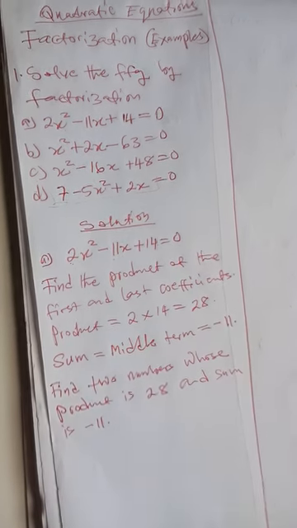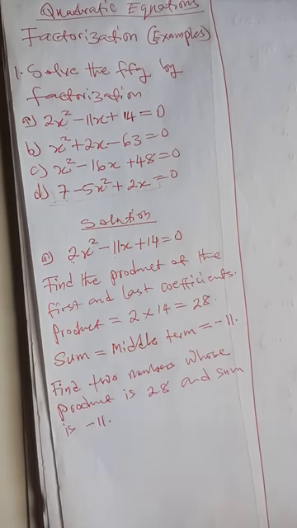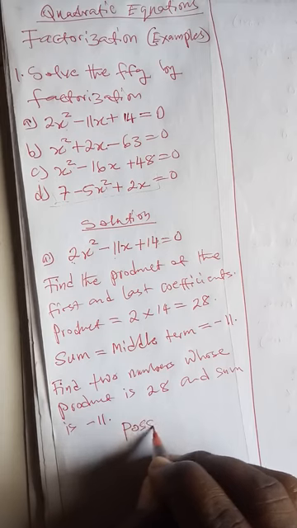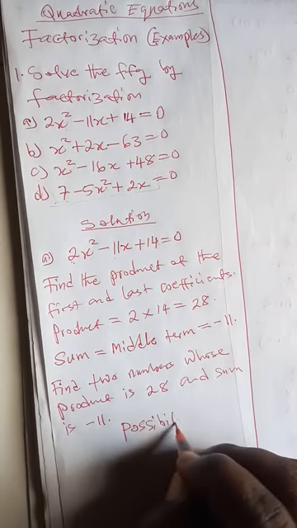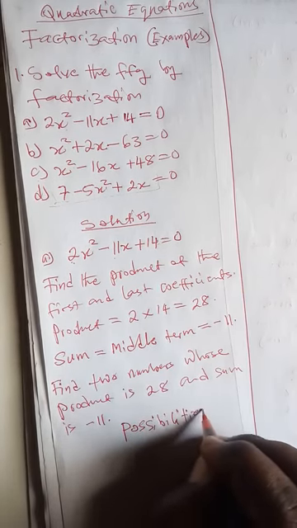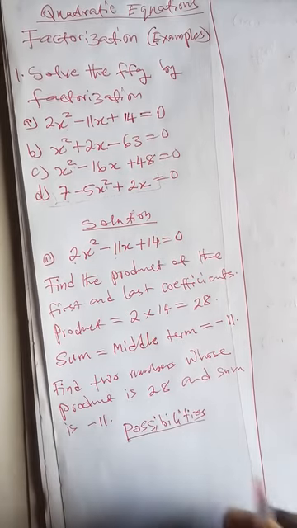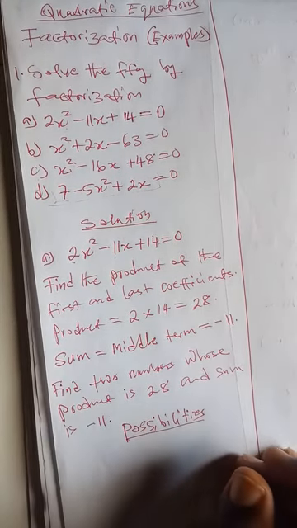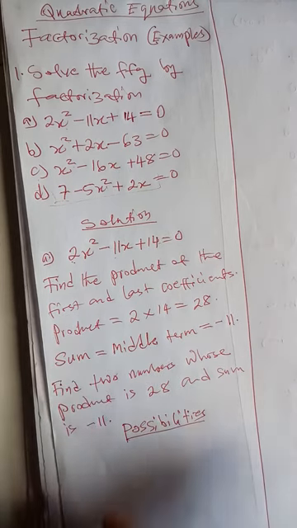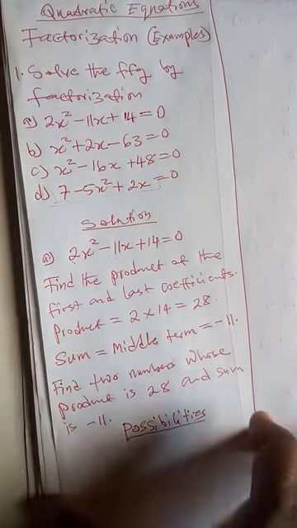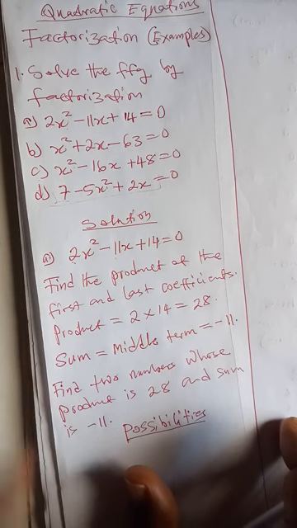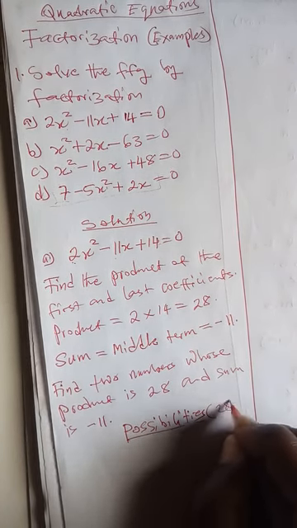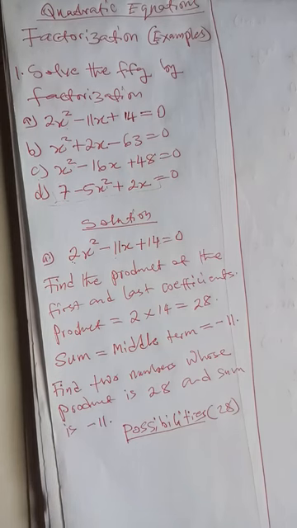This is where the work is. You have to pay serious attention here. There is something we call possibilities. How do I get these possibilities? Possibilities are obtained from the product. Don't forget this. Possibilities come from the product. We do not use the sum for the possibilities. We use the product, which here is 28.